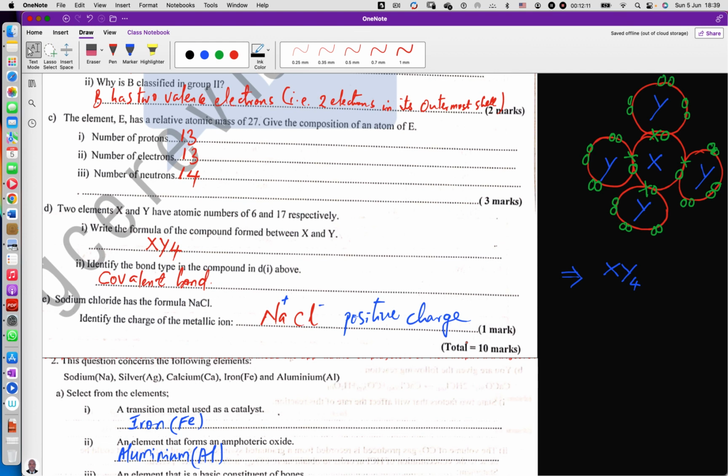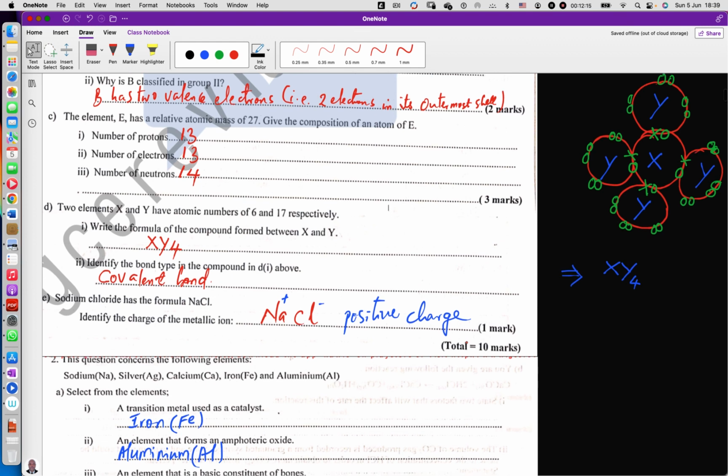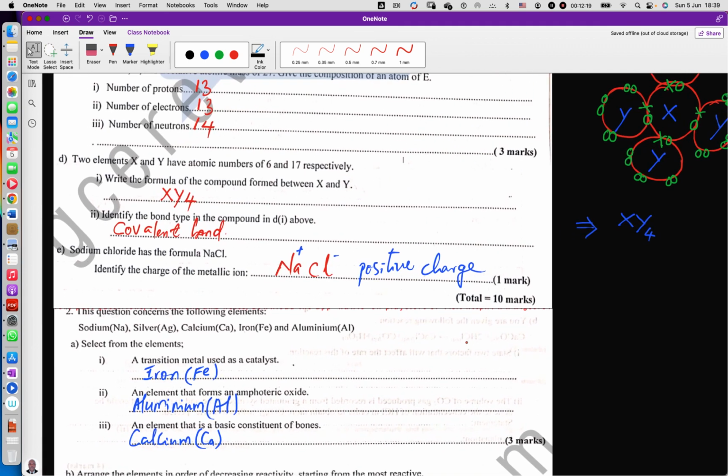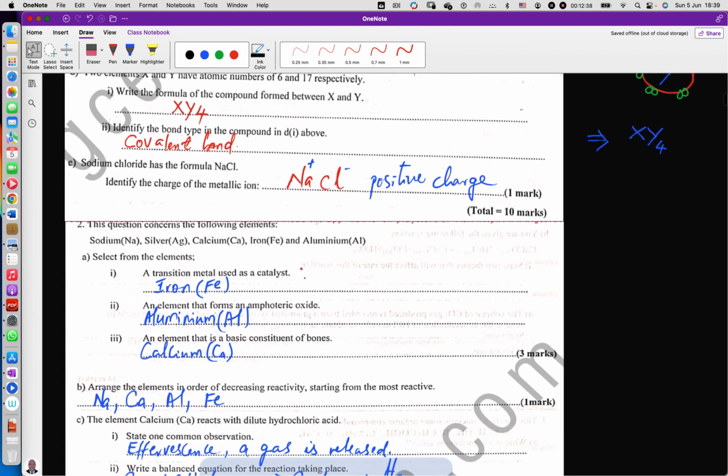Identify the bond type in the compound in D1. The bond type is a covalent bond. Sodium chloride has the formula NaCl. Identify the charge of the metallic ion. In the metallic ion here, the charge on the sodium will be a positive charge.